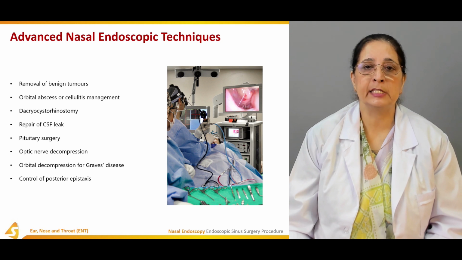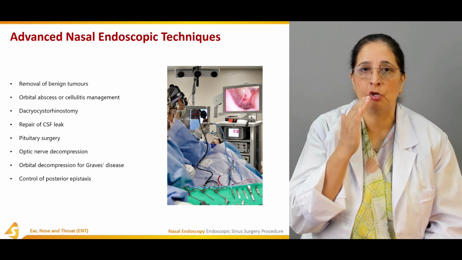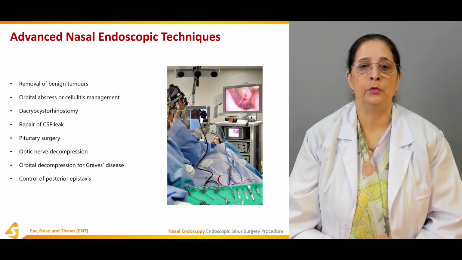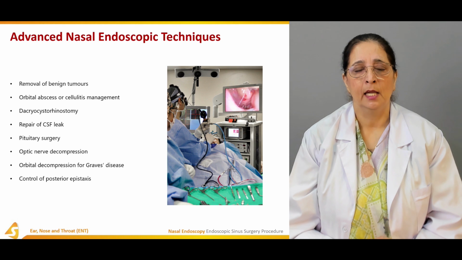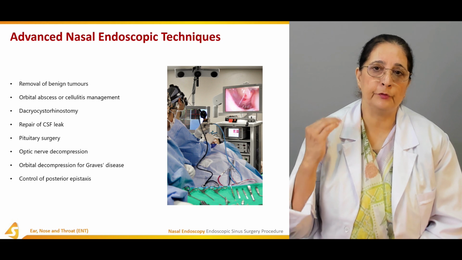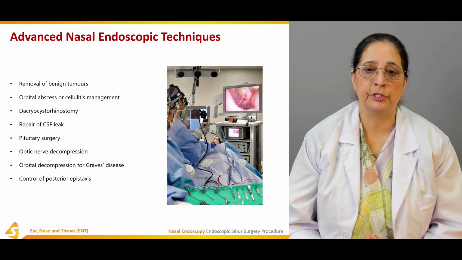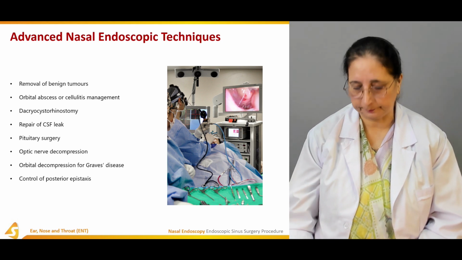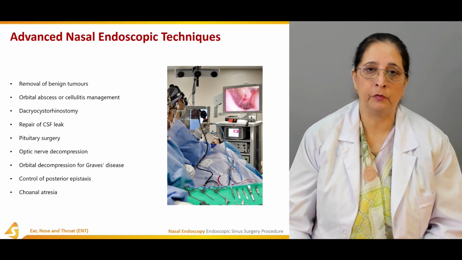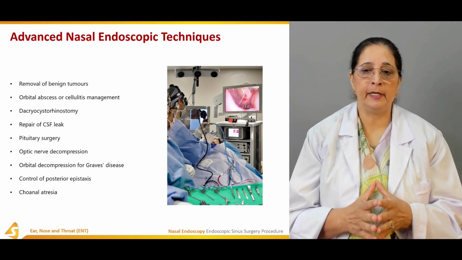Control of posterior epistaxis. If there is bleeding from the anterior nasal cavity, it can be easily managed by the use of the speculum. We can see the bleeding spot and manage it. But if there is bleeding from the posterior nasal cavity, then this nasal endoscopy technique should be used. Choanal atresia is another indication for advanced nasal endoscopic technique. So all these are different indications.